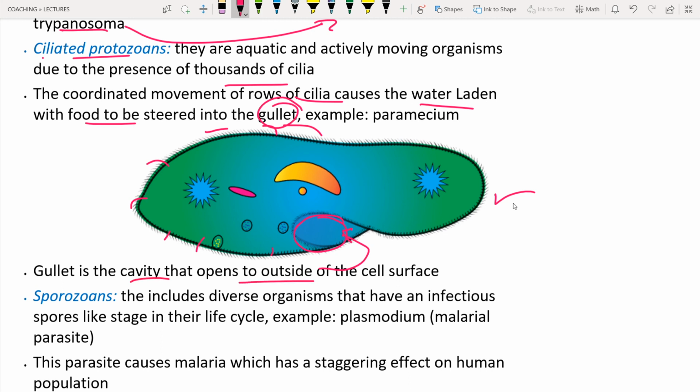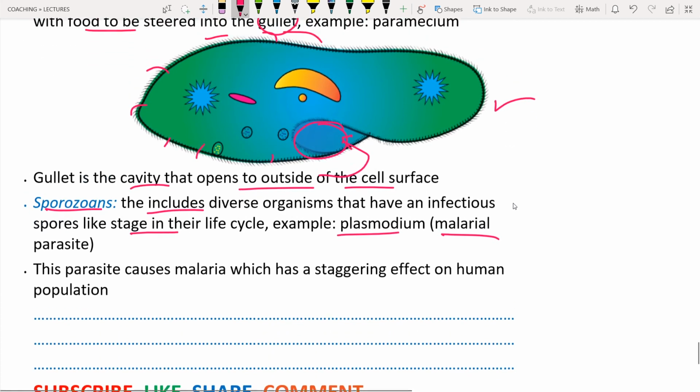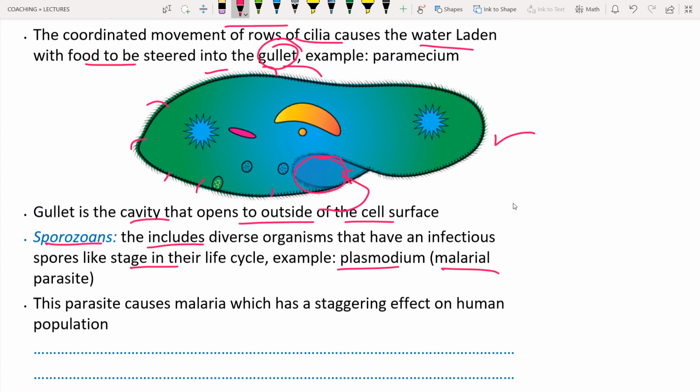And next are the sporozoans. They include diverse organisms that have an infectious spore-like stage in their life cycle. Example, Plasmodium. The Plasmodium acts as a parasite. It lives inside human beings especially, and it causes harm to the host. You can call it a malarial parasite. This parasite causes malaria, which has a staggering effect on the human population. It kills thousands and lakhs of people. Hence you can call it a staggering effect on the human population.